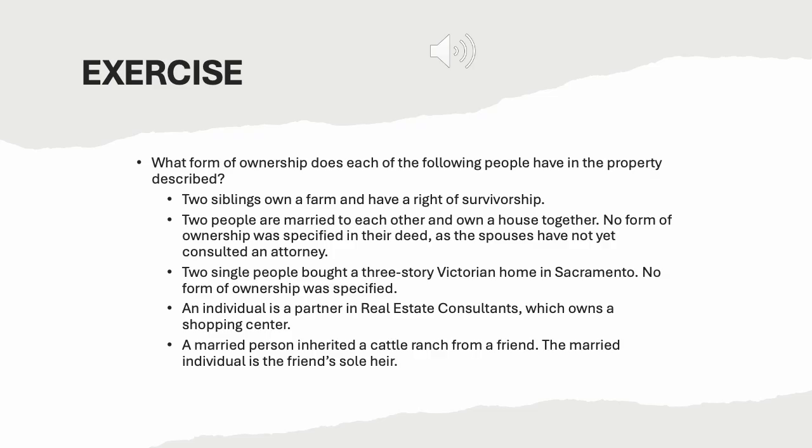Exercise: what form of ownership does each of the following people have in the property described? 2 siblings own a farm and have a right of survivorship. 2 people are married to each other and own a house together. No form of ownership was specified in their deed, as the spouses have not yet consulted an attorney. 2 single people bought a 3-story Victorian home in Sacramento. No form of ownership was specified. An individual is a partner in real estate consultants which owns a shopping center. A married person inherited a cattle ranch from a friend. The married individual is the friend's sole heir.